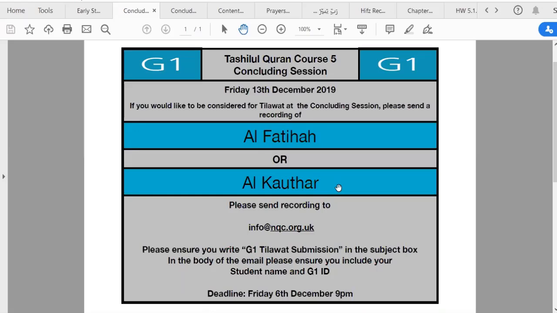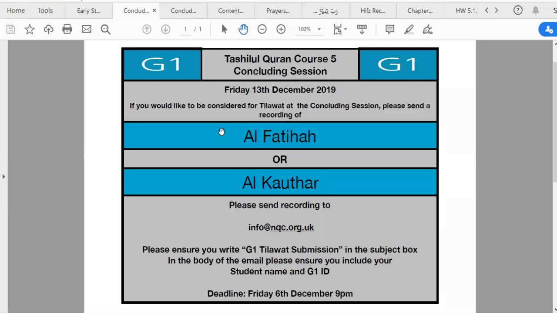So you need to send a recording, and the email address you send it to is here, info@nqc.org.uk. In the subject box, you would write G1 Tilawat submission. Remember to include your own name and your G1 ID. And the deadline for this Tilawat competition is tomorrow, Friday the 6th of December, and that's at 9 p.m.